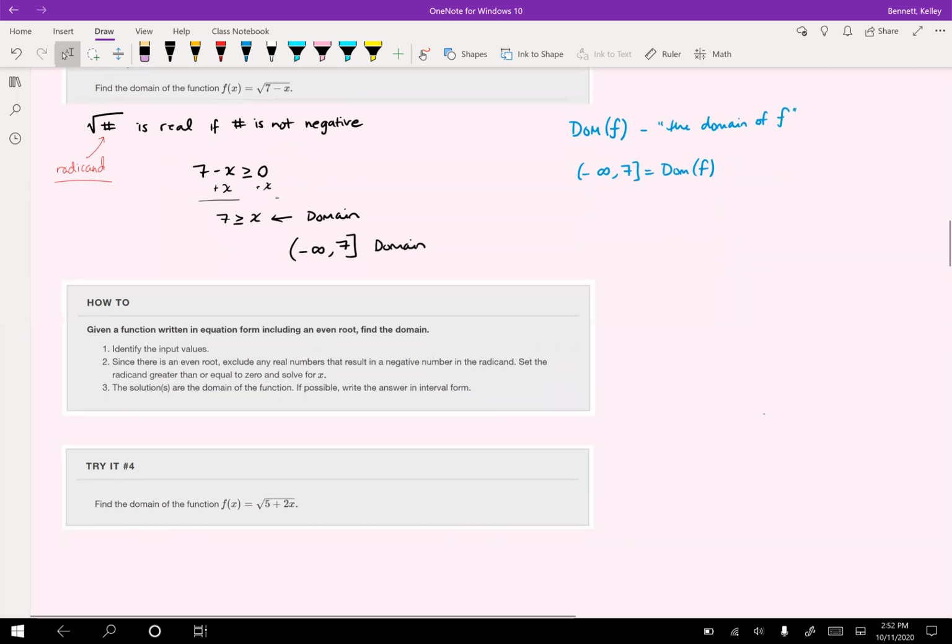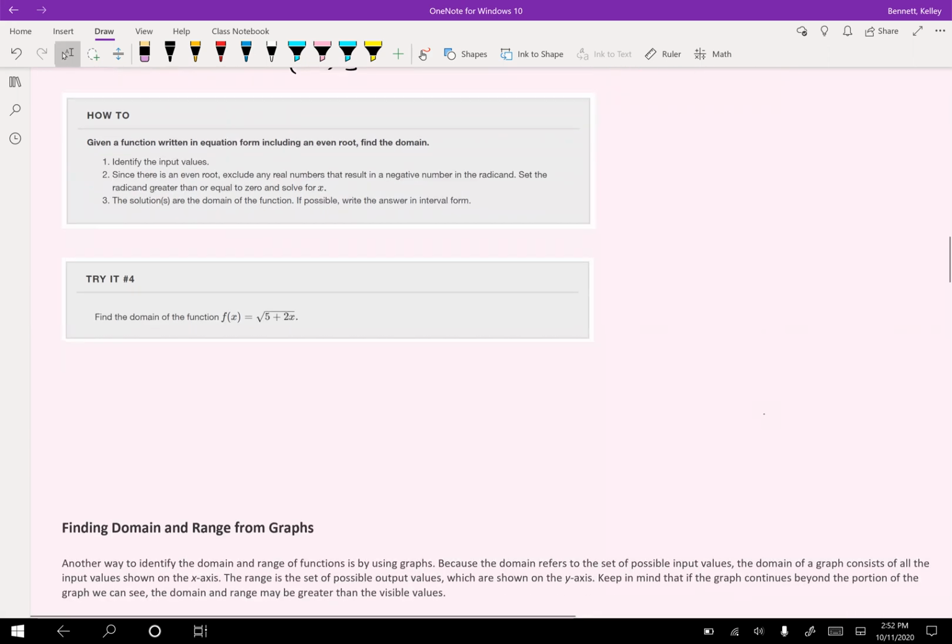So let's try it one more time here with try it number 4. So remember, we want the radicand to be at least 0. So we set that up. We've got 5 plus 2x is greater than or equal to 0. I'm going to solve this inequality for x. So I get 2x is greater than or equal to negative 5. And I'm going to divide by 2.